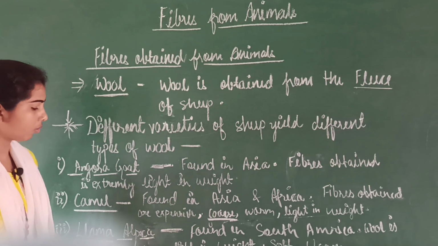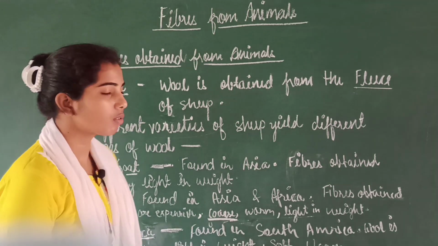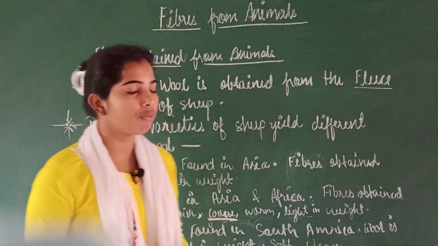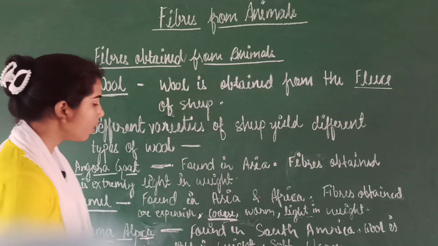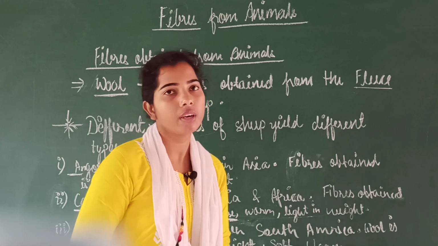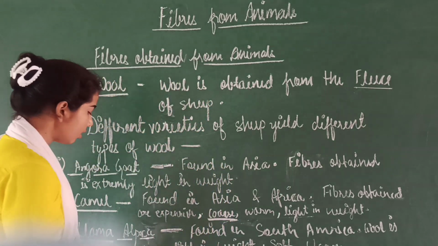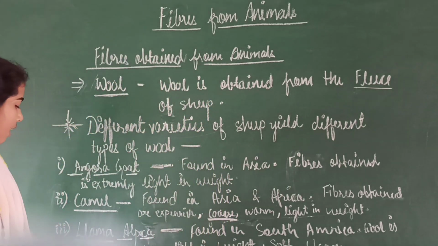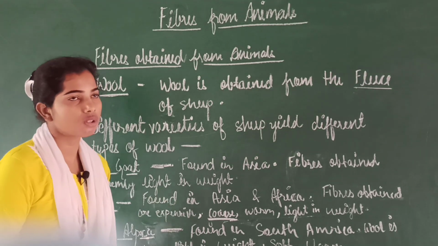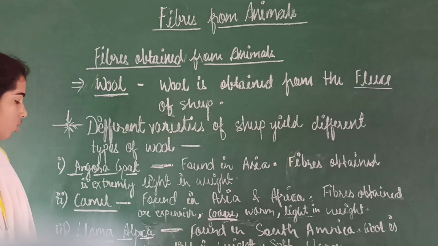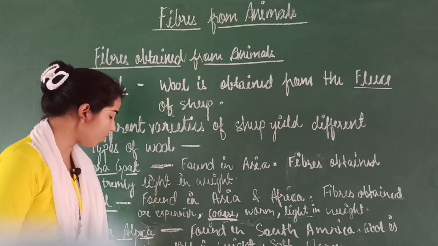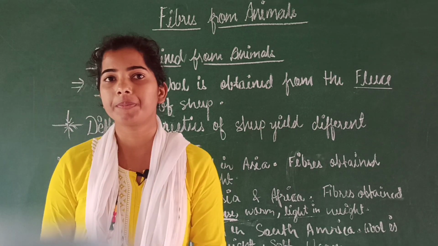Next, Angora rabbit. It yields the very best quality of wool. Last one, Kashmiri goat. Kashmiri goats are mostly found in India and Tibet. The wool obtained from the Kashmiri goat is extremely soft, and Pashmina wool is very popular, which is obtained from the Kashmiri goat.